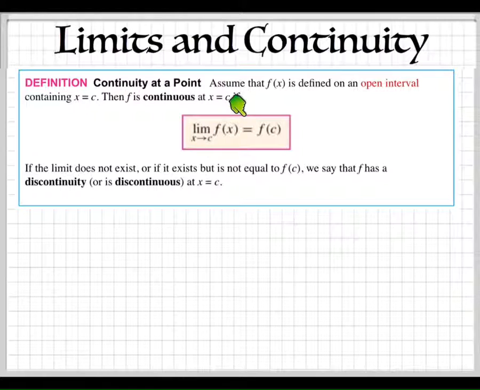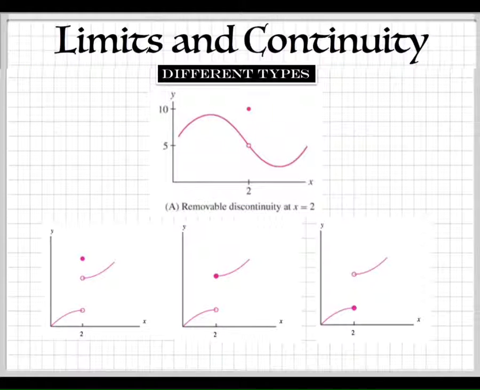Now what does this all mean? This means the limit as you approach c is going to be the same as if you were just to plug c in. I know some of you have already been doing that. You just plug in the number and you find the answer. Well, that works only when it's continuous. And that's what we're going to look at today. This says if the limit does not exist, or it exists but is not equal to f of c, then we say that it has a discontinuity. So let's talk about continuity first.